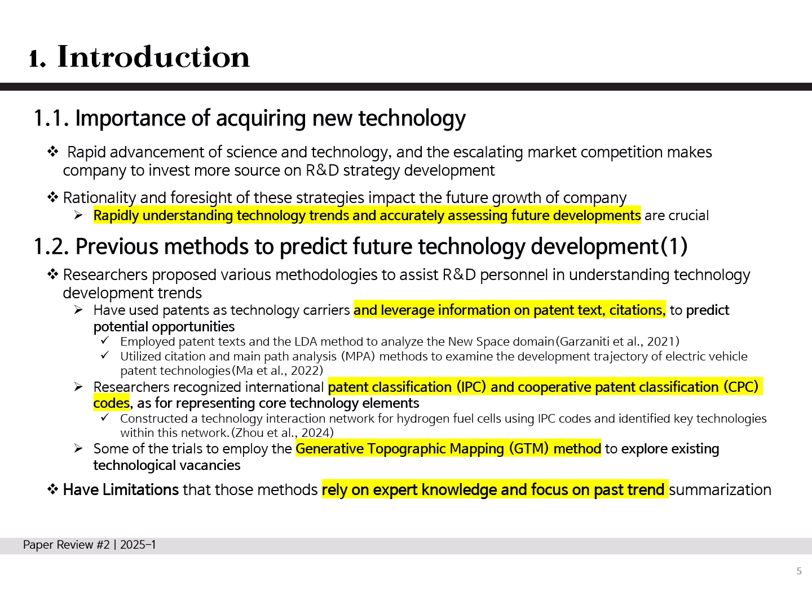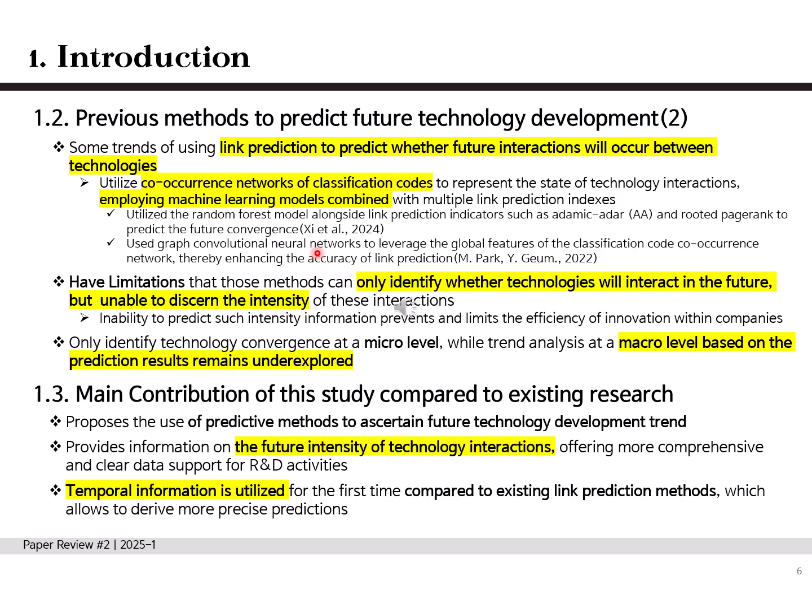But they have the limitation that those methods rely on expert knowledge and focus on summarizing past trends. Other prediction methods, such as link prediction, have been used to predict whether future interactions will occur between technologies. They have utilized co-occurrence networks of the classification codes or employed machine learning models combined with multiple link prediction indexes. But those methods can only identify whether technologies will interact in the future, and are unable to discern the intensity of these interactions.